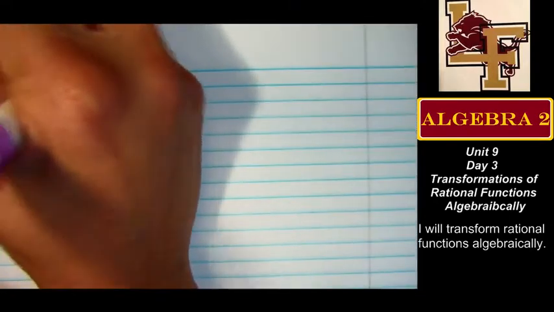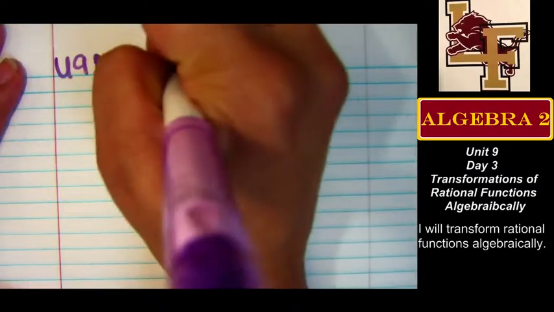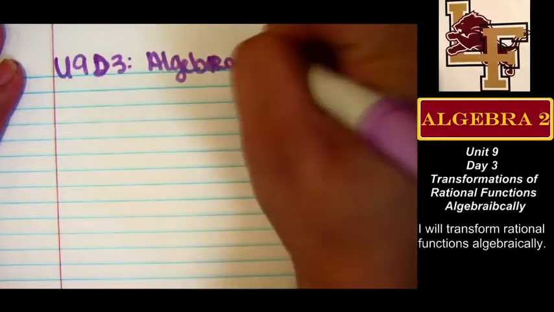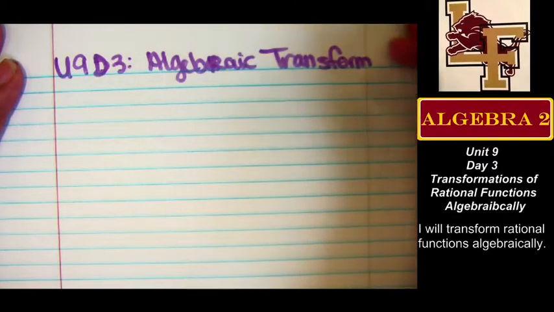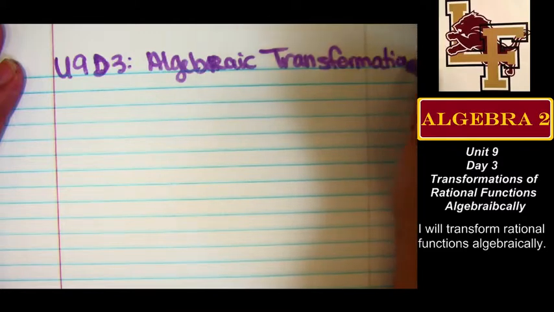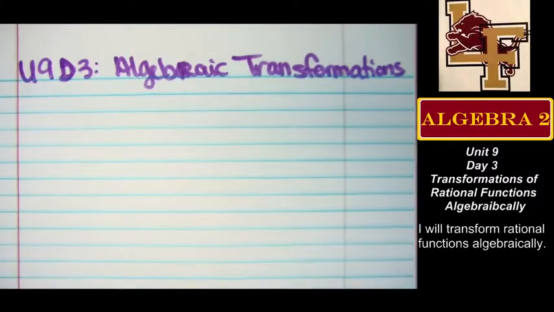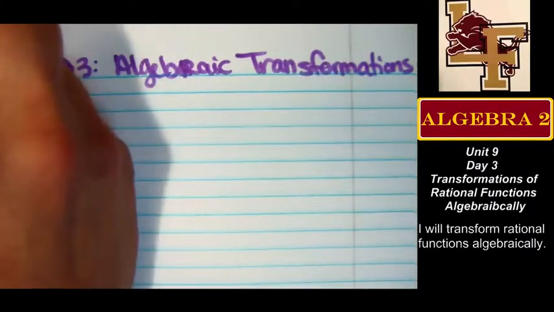So we're working on Unit 9, Day 3. This is the Algebraic Transformations. And as you may have already noticed, due to a copier issue, we are working on lined paper today. Y'all have requested that I work on number 6.